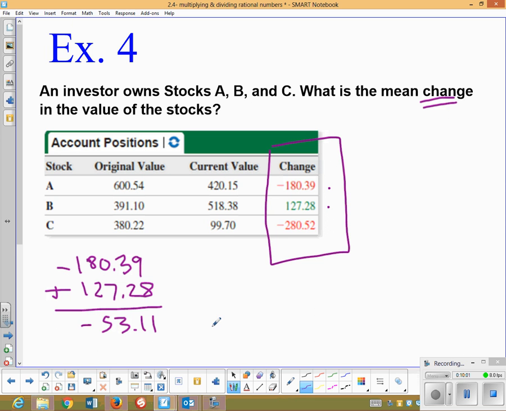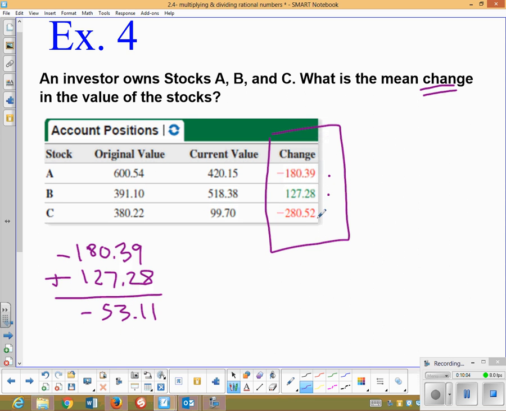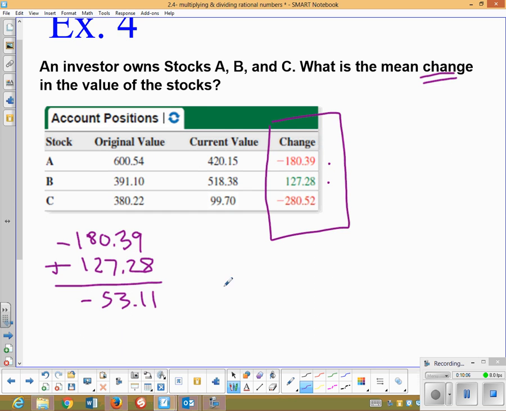Now we have one more to add. We have negative 280 and 52 cents. Since this is a negative, I know that I actually can just add this 53.11 with 280. So I'm going to go ahead and put 280 on top. Why can I just add them together? Because I notice that the signs are the same. So since you have two negatives, we'll go ahead and add them together. And when we add them together, you get a total of negative 333 and 63 cents.